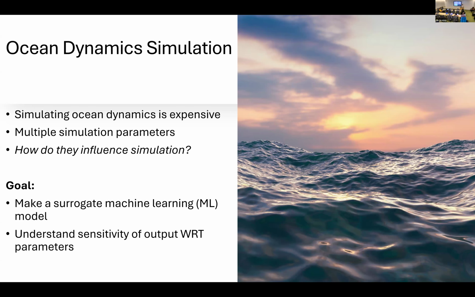So the goal of this research is to make a machine learning surrogate model of a physical simulation to accurately forecast ocean dynamics with regards to these parameters, which would make choosing the ideal parameters for simulation much simpler and cheaper. Or it could even be used as a replacement for the simulation, if sufficient accuracy is achieved.